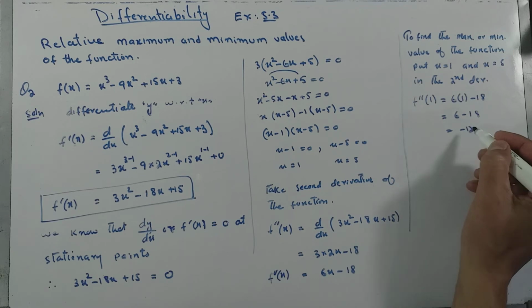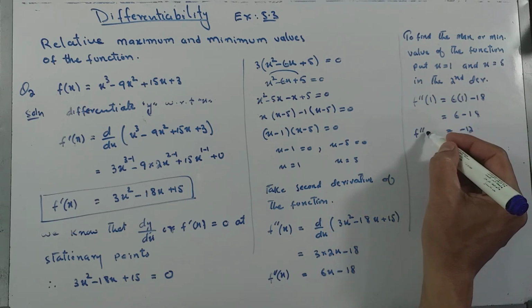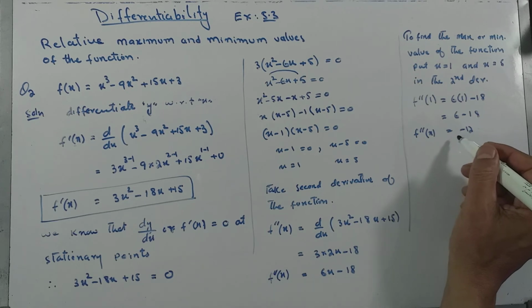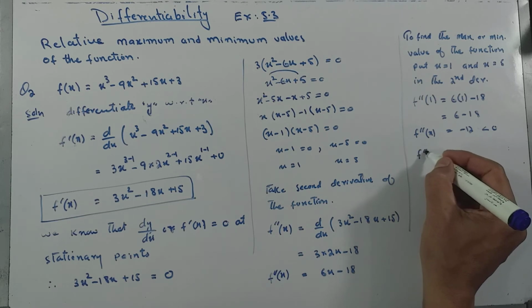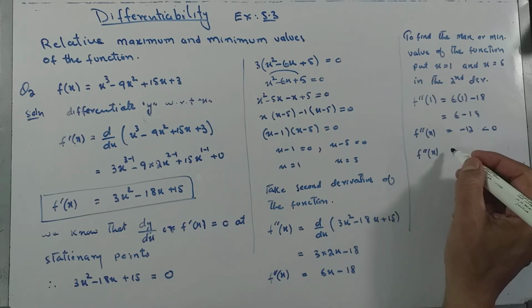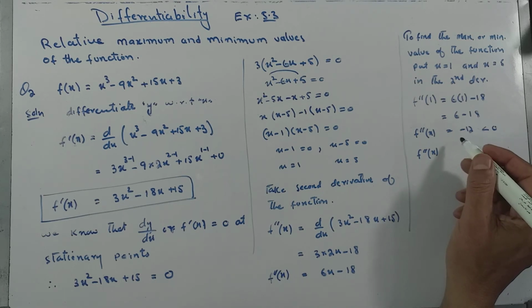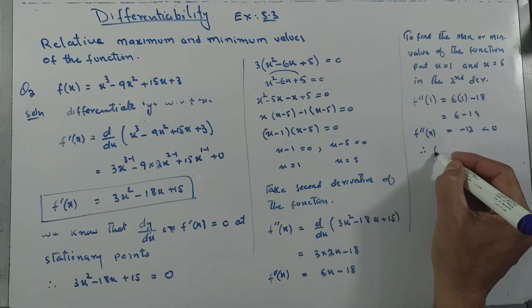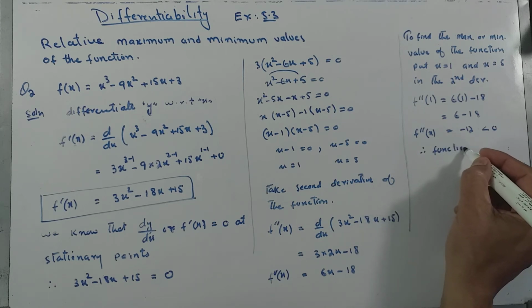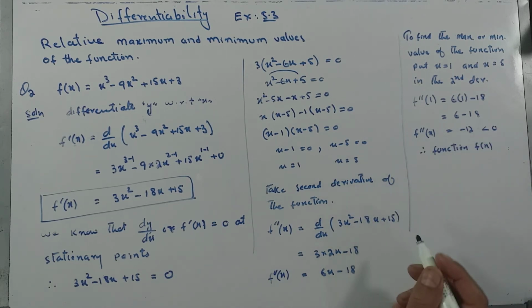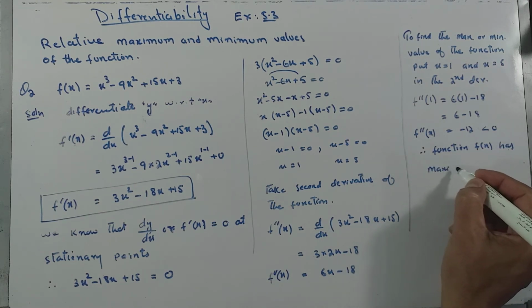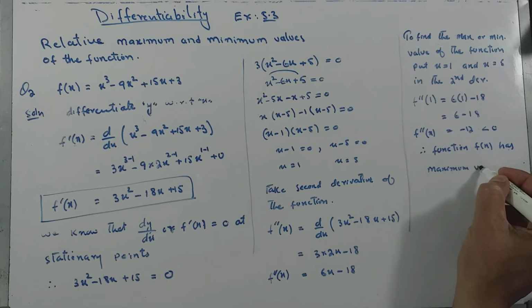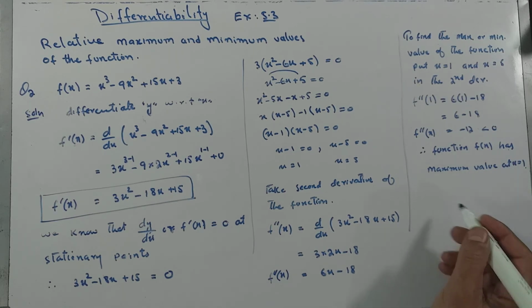So f double derivative of x at 1 is equal to minus 12, which is less than 0. Therefore, f of x, which is the curve, has a maximum value, and we will find that maximum value at x is equal to 1.